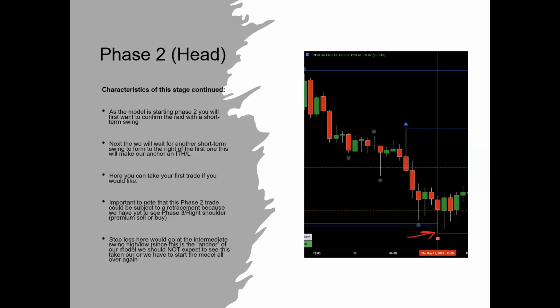So your stop loss here would go at the intermediate high or low, since this is the anchor of our model, and we should not expect to see this taken out, or we will have to start the model all over again, okay? So if what you think is going to end up being the long-term high or low ever gets taken, like price goes above it, then the entire model has to start all over again. So that is probably the safest place to put your stop.